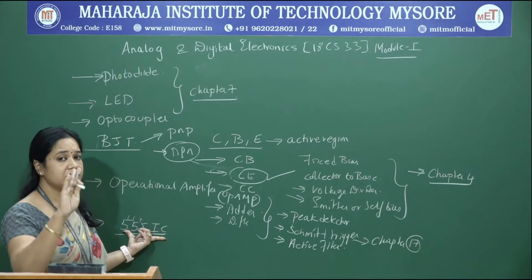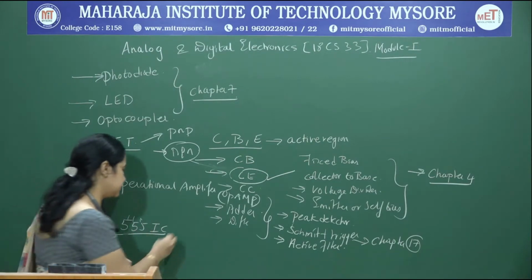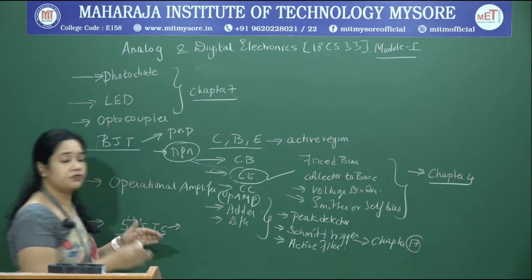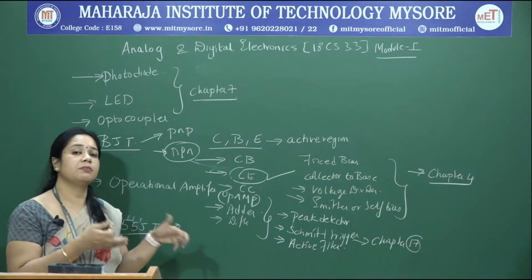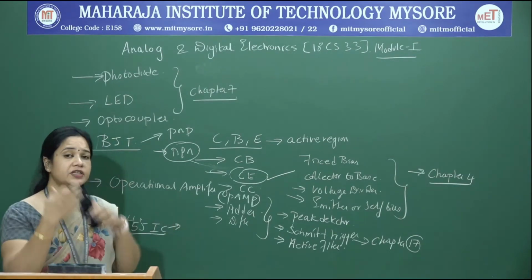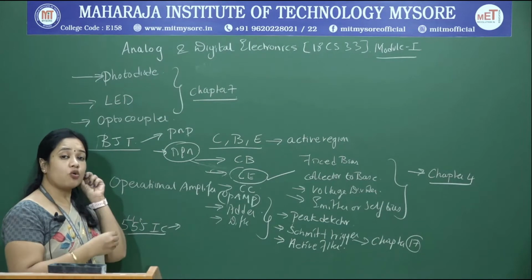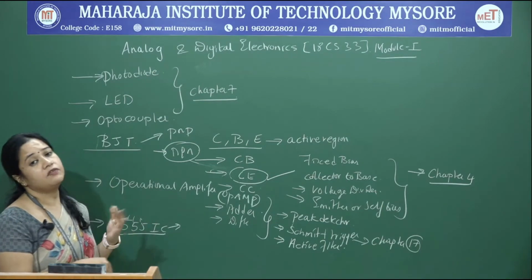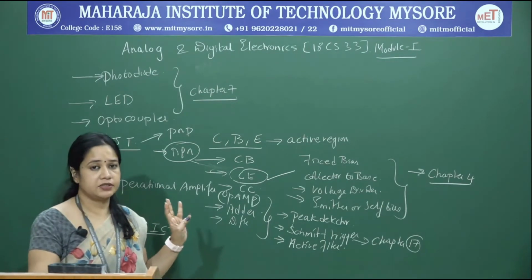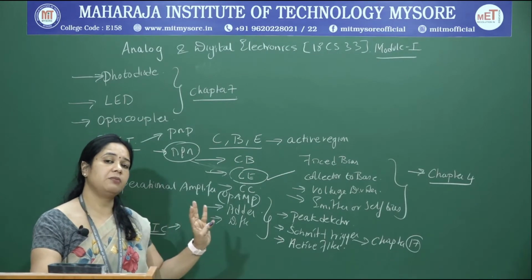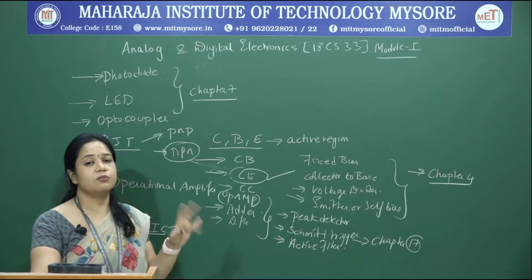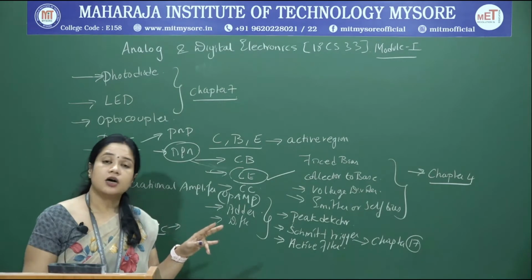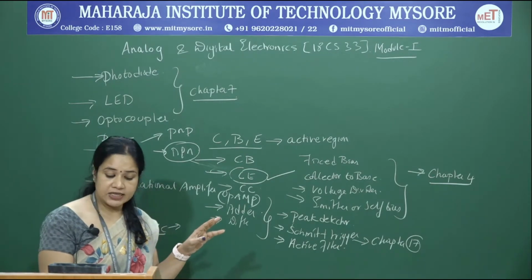So at this point I will just tell what a multivibrator is. A multivibrator is a circuit which is capable of switching between different states. Based on how many stable states we have, there are three types of multivibrators. In an astable multivibrator, as the name indicates, there is no stable state. In a monostable multivibrator, the output has only a single stable state.